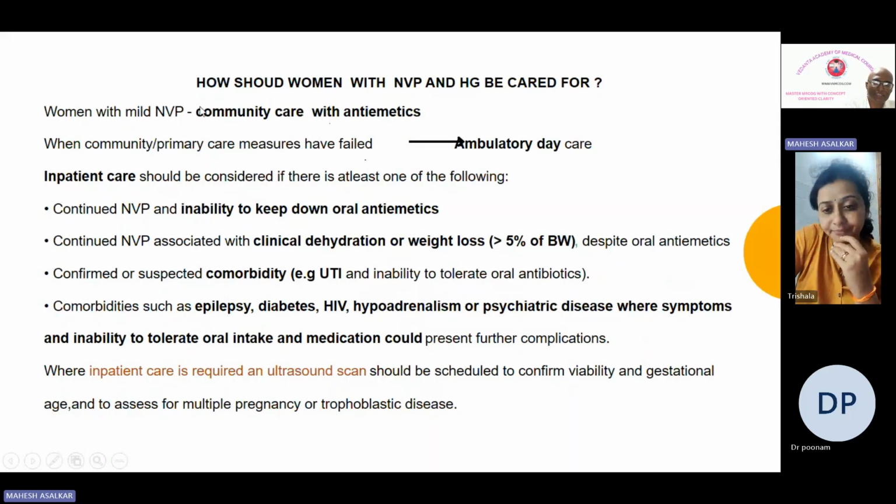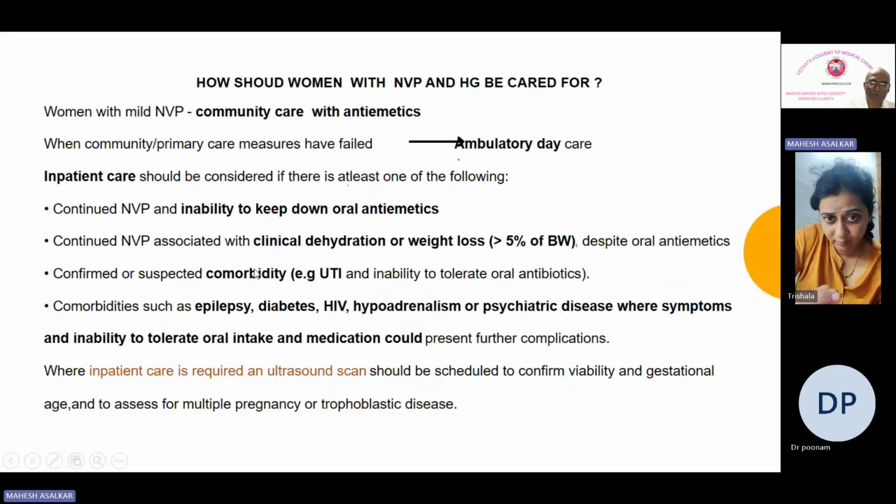So mild to moderate patients can be managed in the community. Then if the community measures fail, you go for ambulatory day care. Then if the patient cannot be managed in ambulatory care, go for inpatient. Okay, what are the indications for inpatient care? Continued nausea and vomiting if the patient is unable to tolerate oral antiemetics. So the patient is not responding to oral antiemetics. There is clinical dehydration or weight loss of more than 5% body weight.